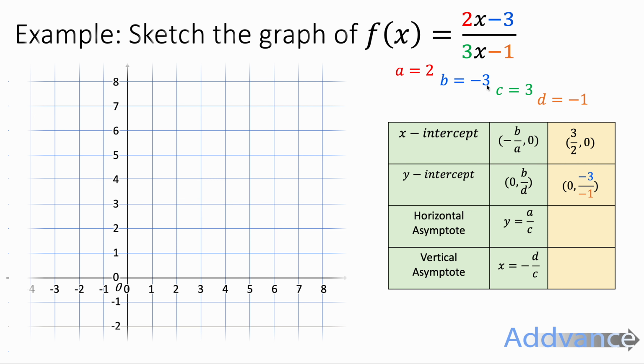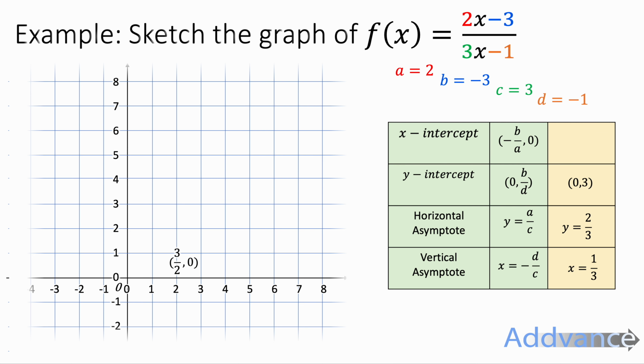The y-intercept is b over d, which is minus 3 over minus 1. Minus 3 divided by minus 1 is 3. The horizontal asymptote, a over c, is 2 over 3. The vertical asymptote, minus d over c, is minus minus 1 over 3. The minus becomes plus, so we have positive 1/3. Now we have the x-intercept, the y-intercept, the horizontal asymptote, and the vertical asymptote, and we've done that just by substituting the numbers a, b, c, and d into those equations that we knew before.